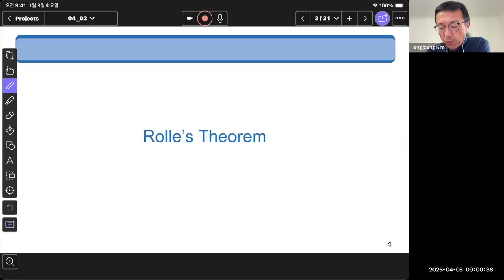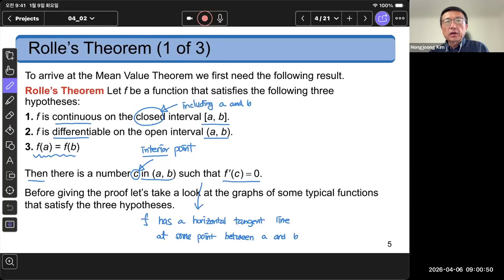Now, before we consider the generalized mean value theorem, we want to consider the special case, Rolle's theorem. It specifies three hypotheses. First, the given function f is continuous on the closed interval from a to b, and it is differentiable between a and b, except the endpoints. And additionally, f of a and f of b are the same. That means you have a graph which is smooth, and the initial value and ending value are the same.